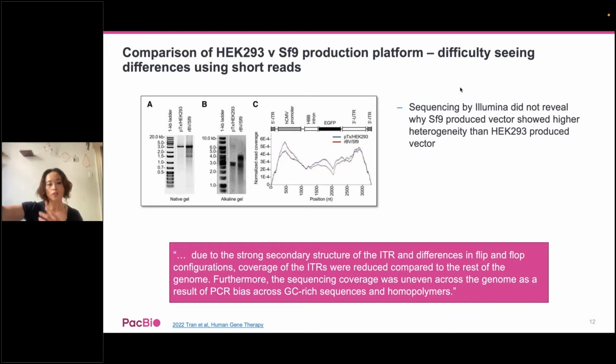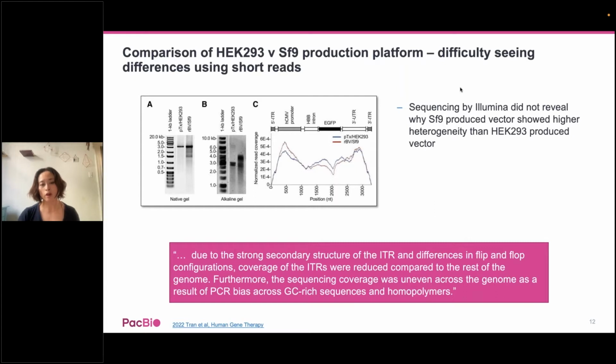They first did sequencing using Illumina short reads. But looking at the Illumina short reads, in the C panel of the upper left-hand corner, they weren't able to see any differences between the HEK293 and the Sf9 datasets. They hypothesized this was because the strong secondary structures of the ITRs and the GC content made it really difficult for short reads to completely cover this region and show any differences.